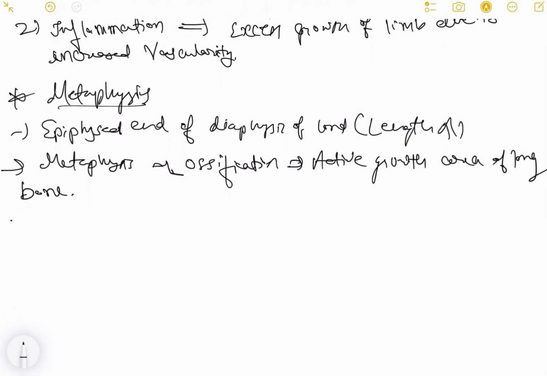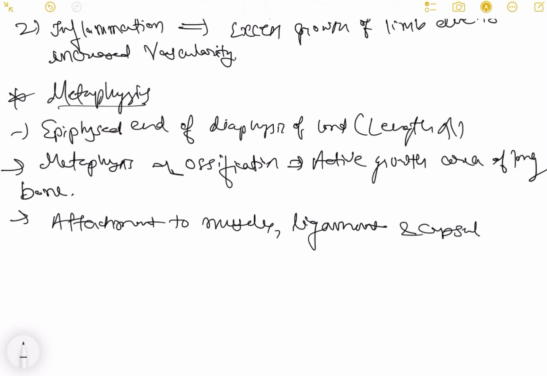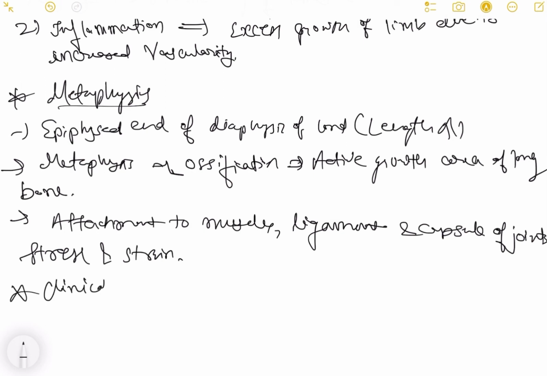Now what does the metaphysis do? Function is attachment to muscles, ligaments, and capsule of joints. So there will be stress and strain due to this. Now if we talk about clinical importance of metaphysis, if you have any doubt, you can ask in the comment section.